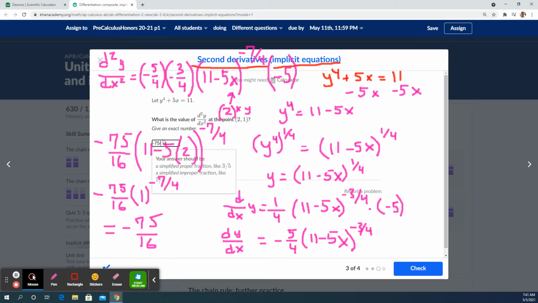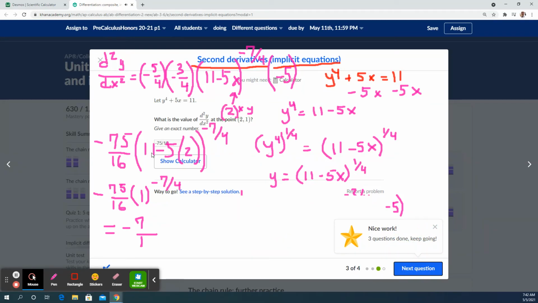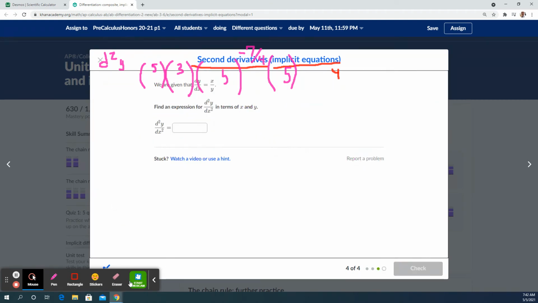Negative 75 divided by 16. Got it. Okay. So the technique for this one is solve for y first, then the derivative is going to be easier to perform on it, and the second derivative. Okay, next one.